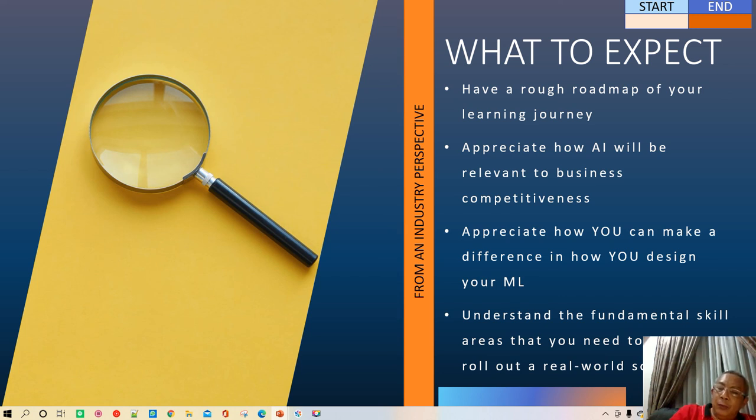Jadi by this, I hope you understand now. These are the areas that you need to beef up in order for you to become suitable for the industry, and then by that you improve your chances of being employed with a higher pay or being paid in foreign currency or something like that from the industry perspective. So I hope I've delivered to you these expectations.